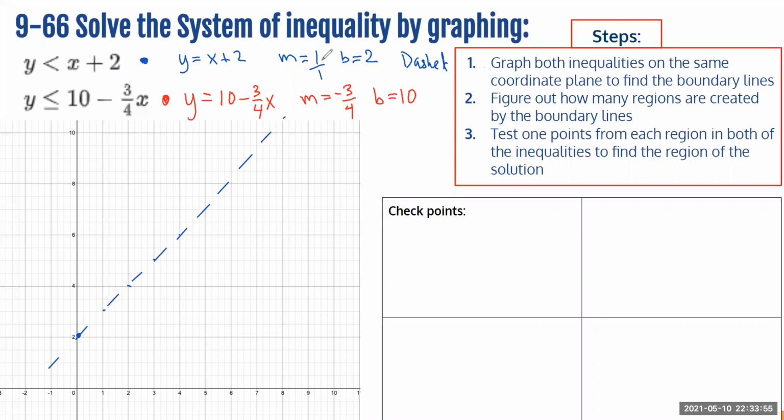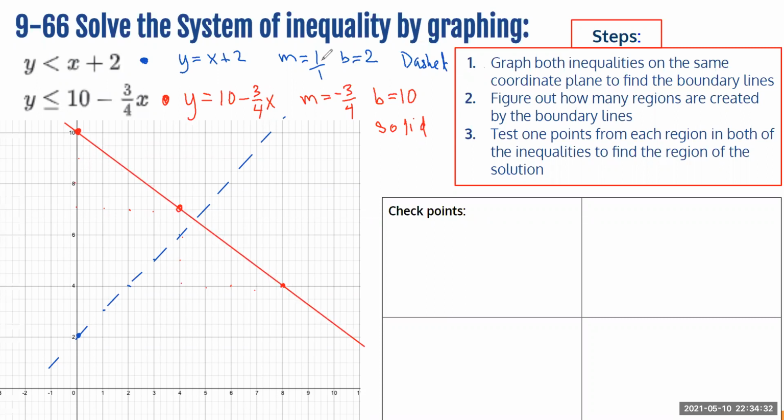So now I go to my y-intercept on 10, and then I'm going to count down 3, right 4. So 1, 2, 3, 1, 2, 3, 4. Okay, so those points are on this line. And then looking at that inequality, it includes the equal to, which makes this a solid line. All right, so there's our step 1 done.